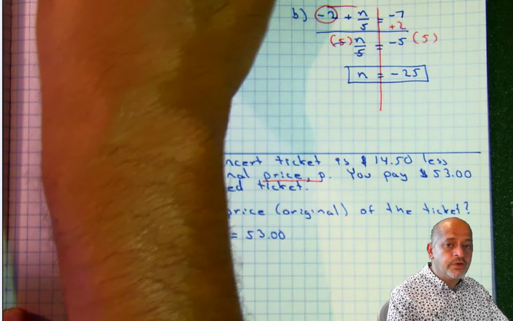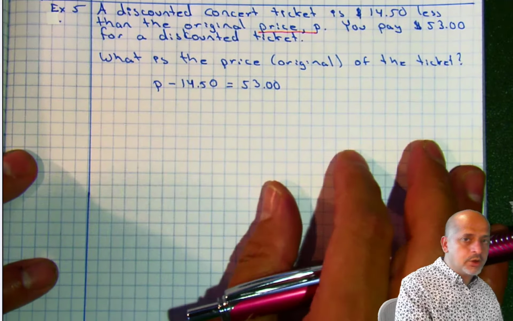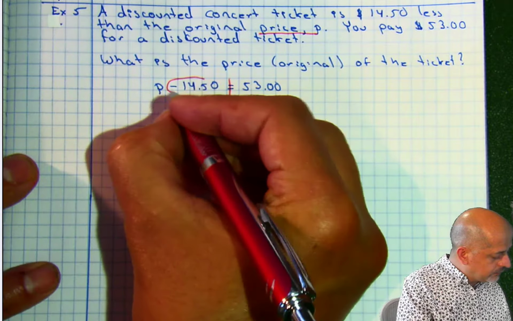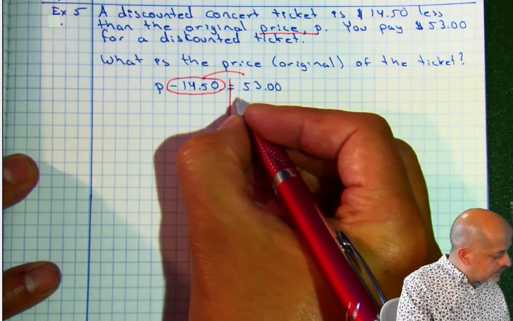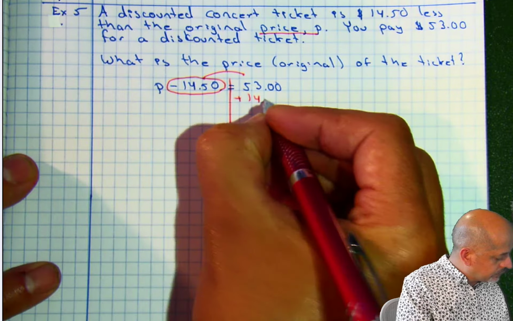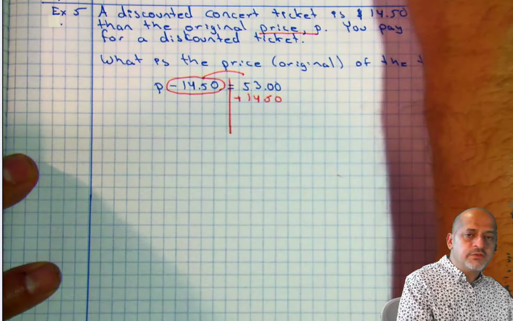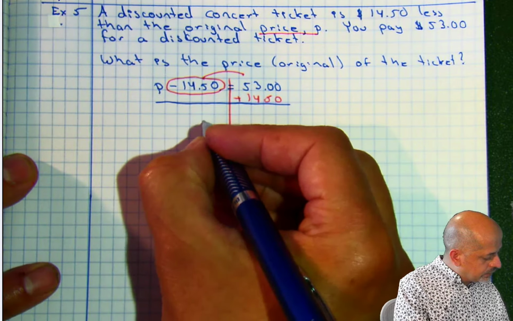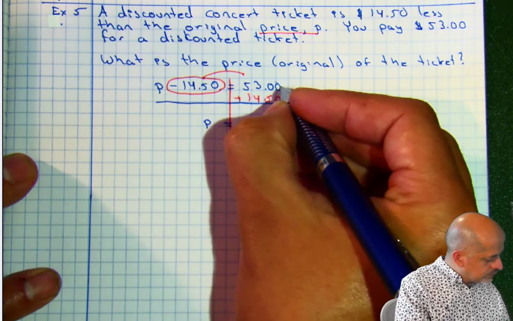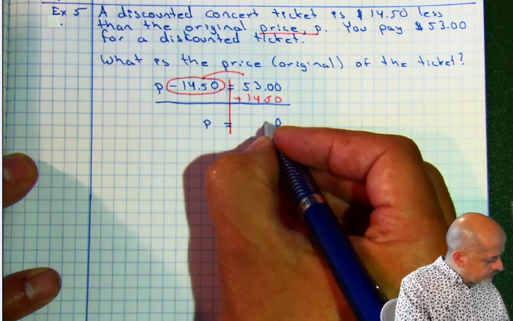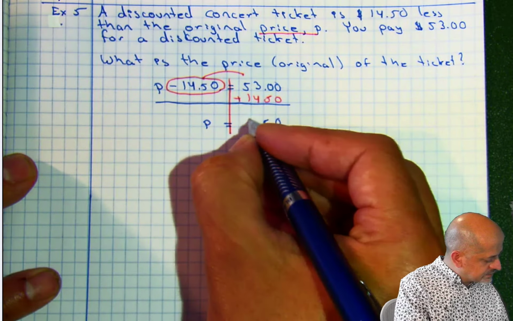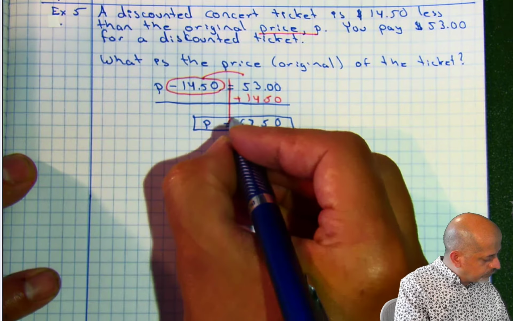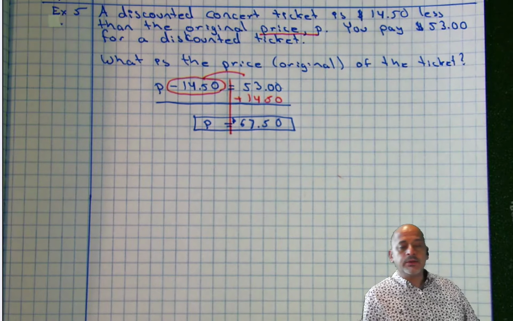And now we can solve the equation. So therefore, I'm going to place my line through it. I'm going to solve for P, move my negative 14.50 to the right, and it becomes a positive 14.50. Or you can add 14.50 on both sides. So therefore, the original price was $67.50. So it cost $67.50 before the discount.